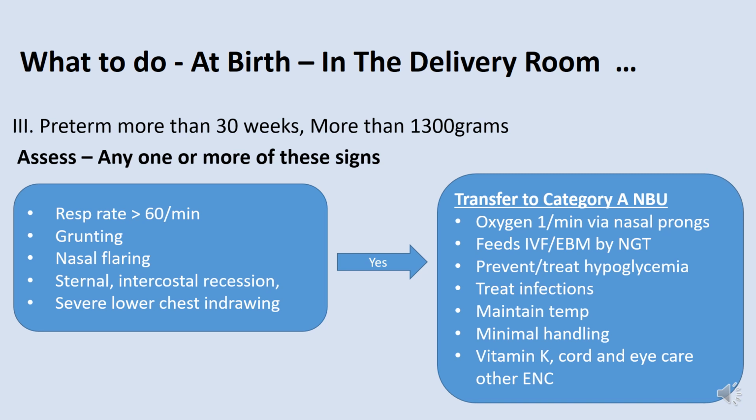There are those preterms in whom we start on day 1 with 10% dextrose, and then we have those preterms in whom we can begin with breast milk on day 1. So you need to do that according to the indication. Must keep them warm in order to prevent hypothermia and also prevent hypoglycemia. If they are having any sign of infection, they should be started on antibiotics immediately.